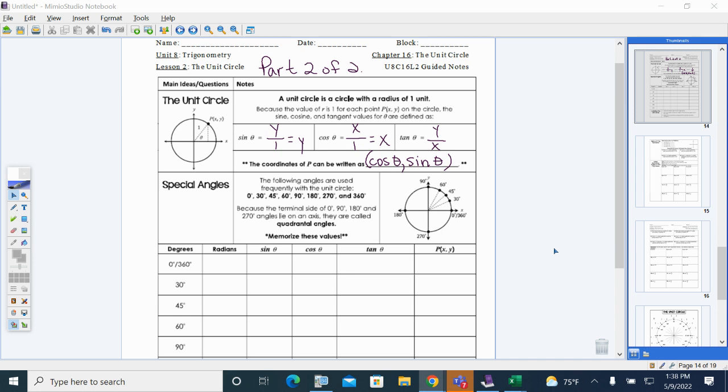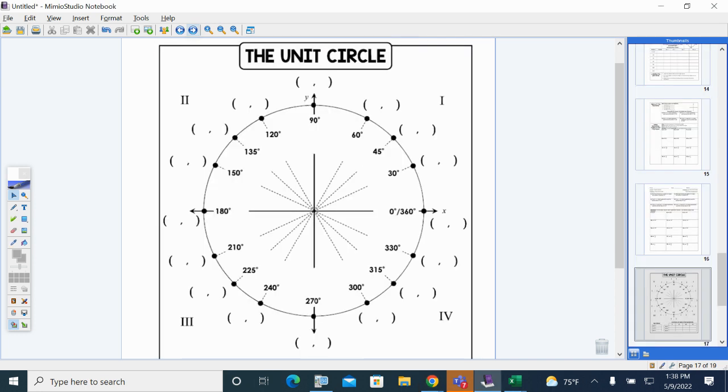So those trig ratios are very important for what we do in here, along with what you might see if you take pre-calc. The coordinates of P can be written as cosine theta, sine theta. So again, cosine is your x, sine is your y. I would like to quickly go through the unit circle one more time. I'm going to use this one that already has the degree measures on there.